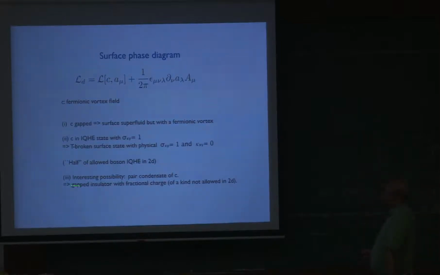Now the most interesting possibility is to recognize that even though fermions can't condense, pairs of fermions can condense, right? So let's condense pairs of fermions. So that's still a vortex condensate, and the phase is disordered, so it's an insulator. So it looks like I'm able to gap out the surface and get a symmetry preserving gapped state. But this insulator, I'll explain this in a minute. It's a gapped insulator, but it necessarily has fractional charge, and it's of a kind that's not allowed in a strictly 2D system. Let me explain this in a minute.